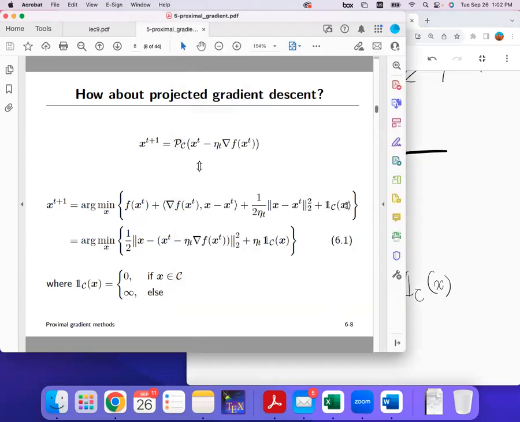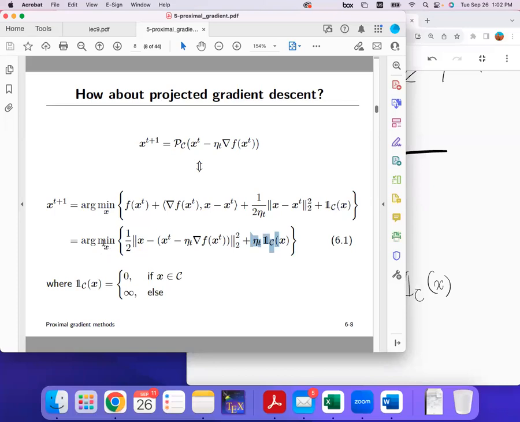So that's why we have this indicator function here. Basically, instead of putting it here, you can also move it to the constraint set. So the argmin will be over the constraint set C. Okay. And similarly for the second line, you can move this part into the constraint part.